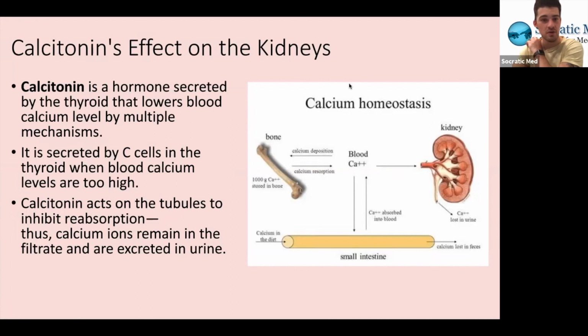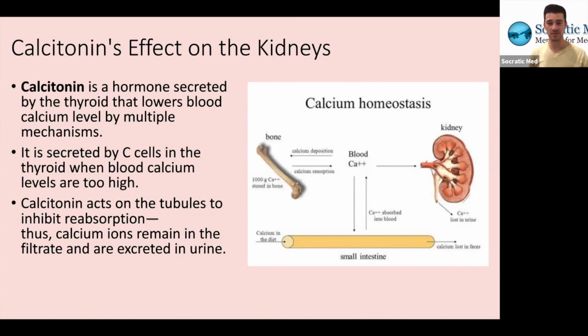So one hormone in your body that's part of another system that acts on the kidneys is calcitonin. Calcitonin is a hormone secreted by the thyroid that helps lower blood calcium levels by multiple mechanisms, the scope of which is outside of this lecture. But what you do have to know is that it's secreted by the C cells in the thyroid when blood calcium levels are too high. We know that the thyroid controls metabolism as well, but there are specialized cells known as C cells in the thyroid. And when blood calcium levels are too high, these C cells secrete calcitonin.